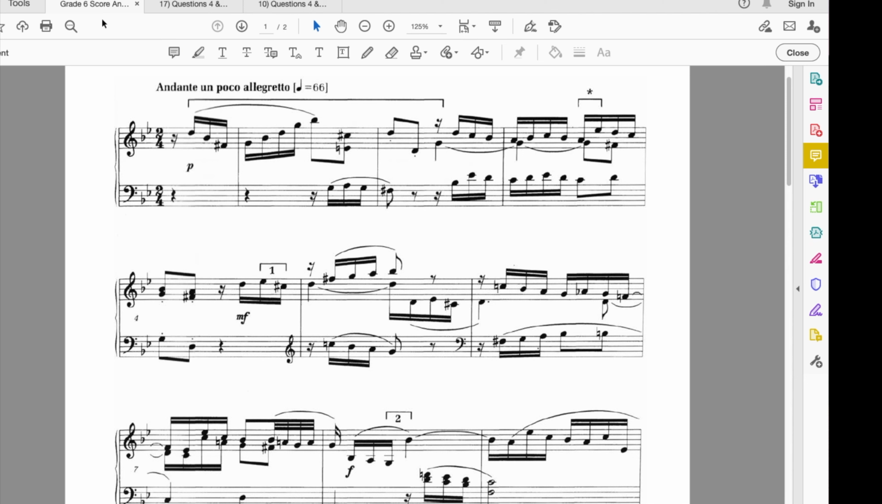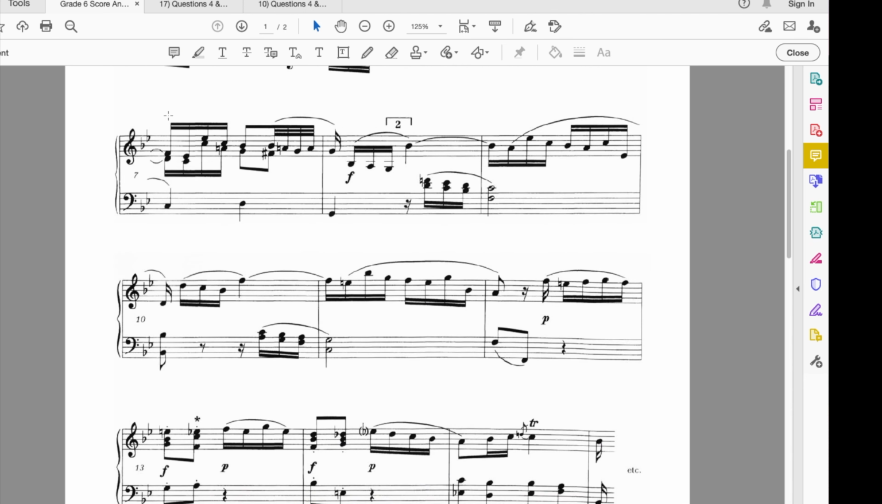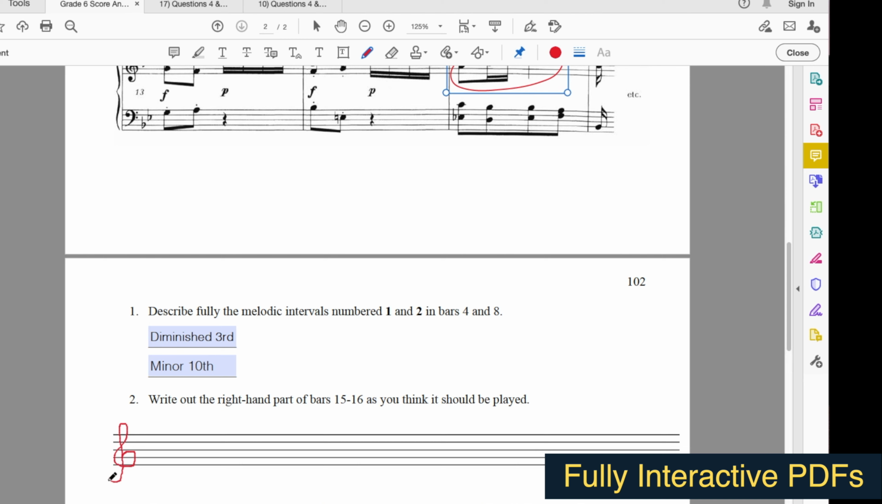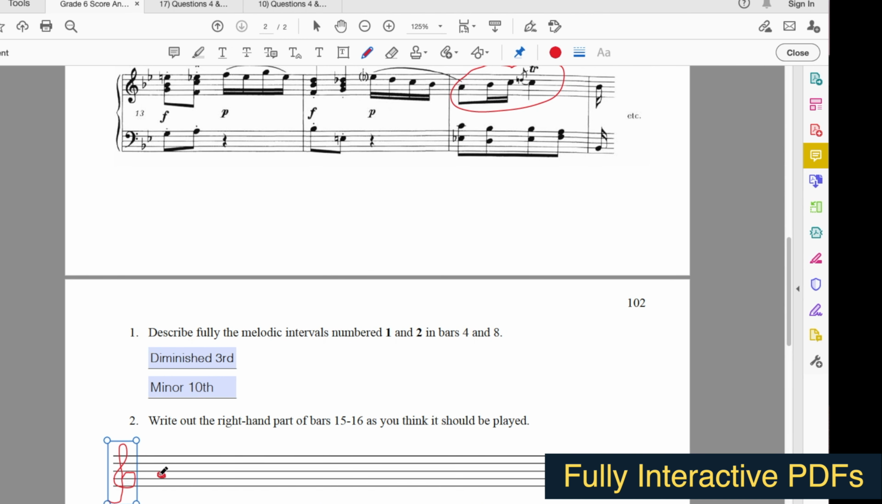And finally, for score analysis questions, students are able to read through digitized scores and type their answers directly into fully interactive PDFs, and even draw directly into the document to write out music on blank staff paper or circle notes or other things they're analysing.